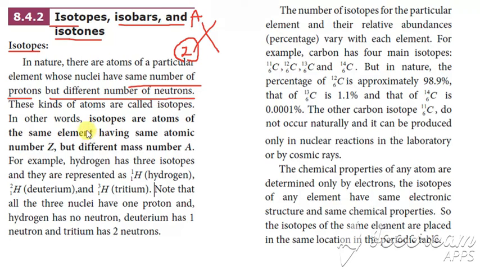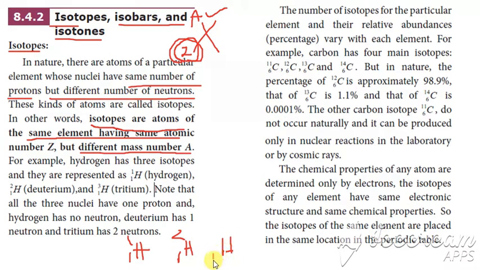In other words, we can also say isotopes are atoms having the same atomic number, which is Z, but different mass number. Mass number is A. So it will have the same Z but different A. An example is given as H 1 1, H 1 2 and H 1 3. See, in this the values are all the same and these values are all different. So we can say that it has the same atomic number and different mass numbers.